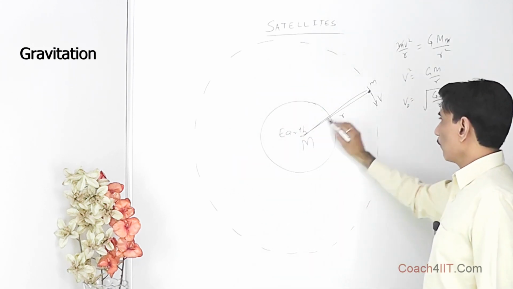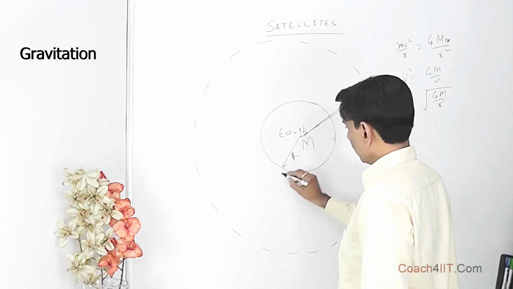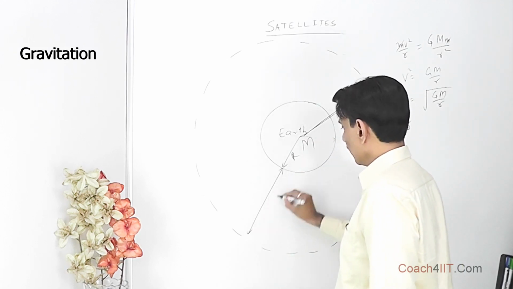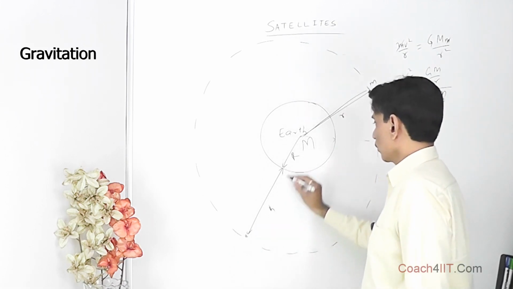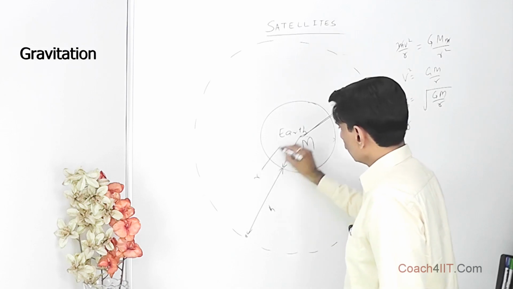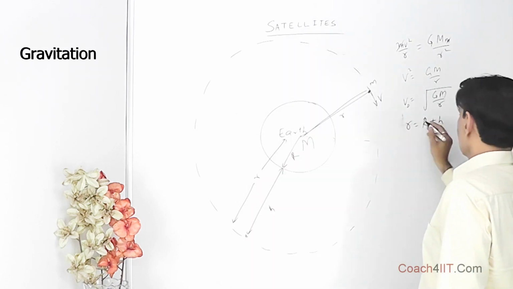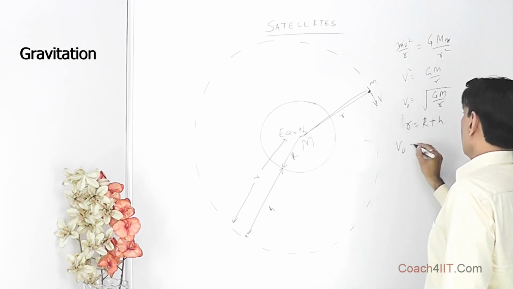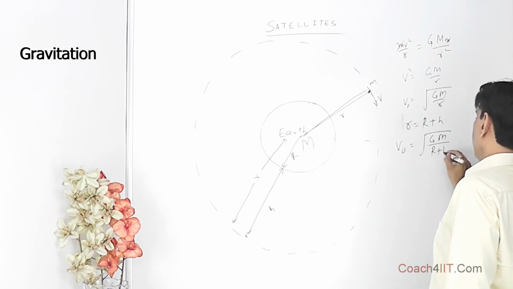So this is r from the center. Now if we say from here to here is capital R, and from here to here is h, and this satellite is at a height h from the surface of Earth, it means from here to here the total r is going to be equal to R plus h. So we put it over here. So orbital velocity comes out to be under root of GM upon R plus h.